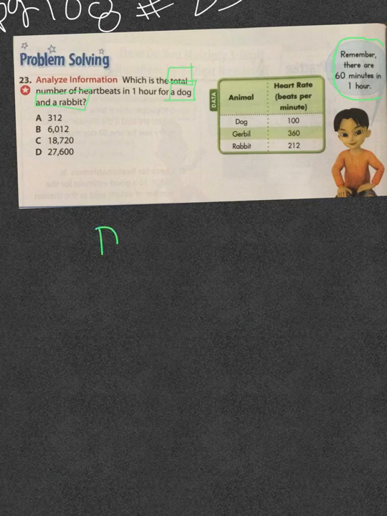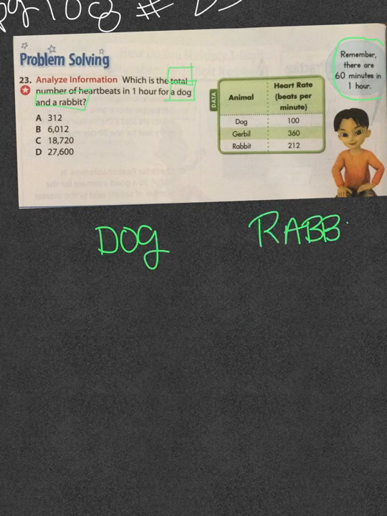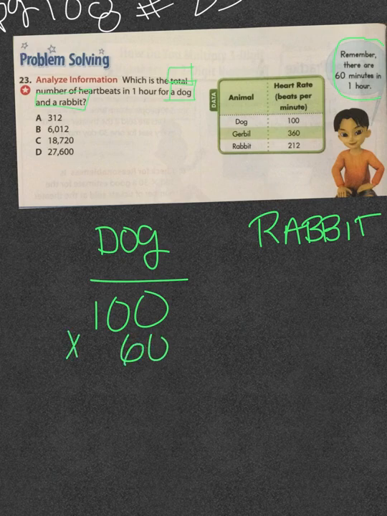So we have a dog, and we have a rabbit. Let's do the dog first. So the heartbeats per minute is 100. And that's per minute, and there's 60 minutes in an hour, so we'll multiply that times 60.